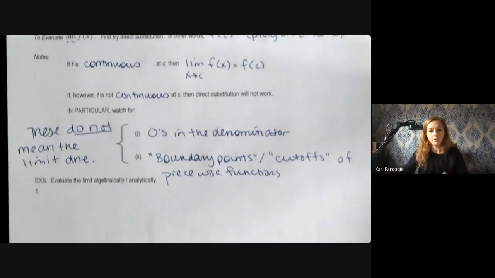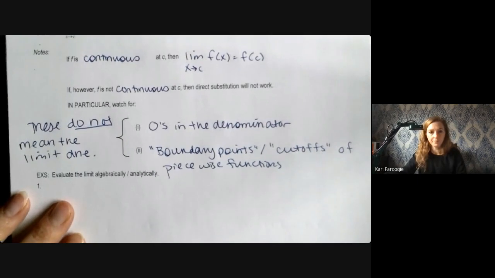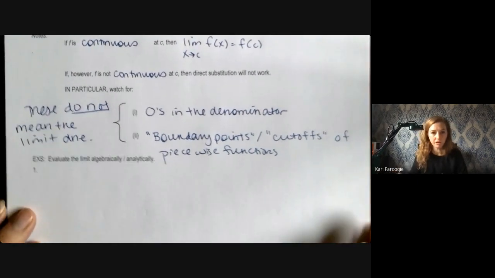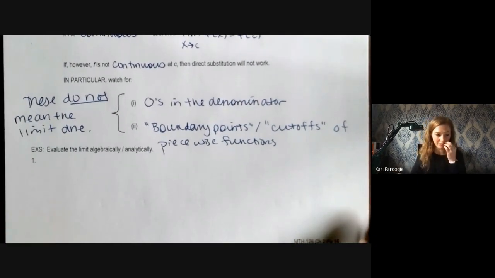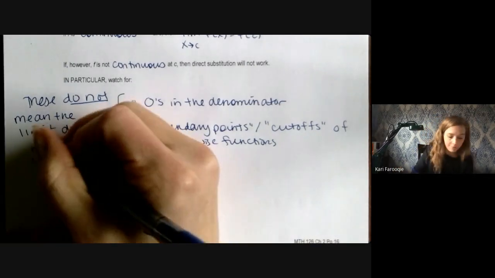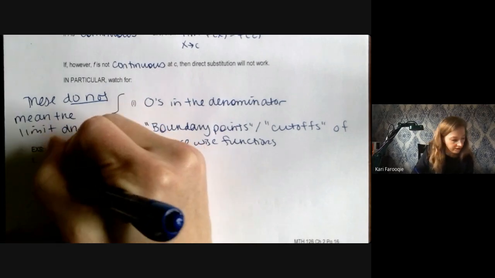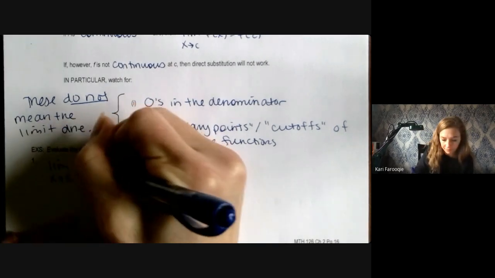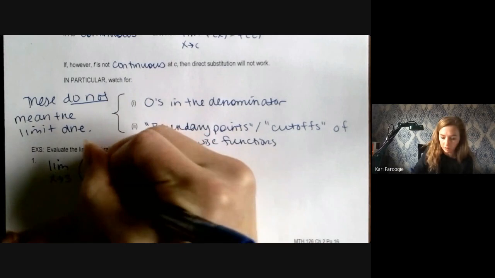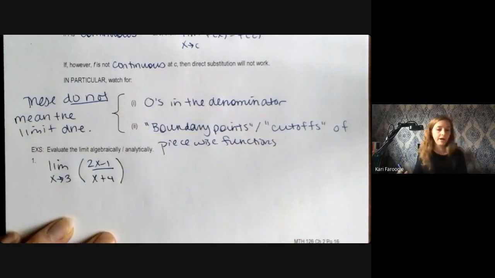Example 1 of evaluating limits algebraically. This is the way you're always going to do it, by the way, if you can, if you don't have an issue with continuity. We're going to look at the limit as x approaches 3 of 2x minus 1 over x plus 4.